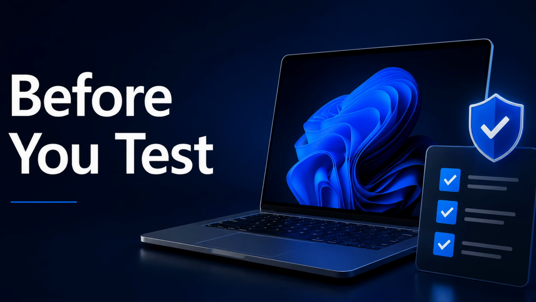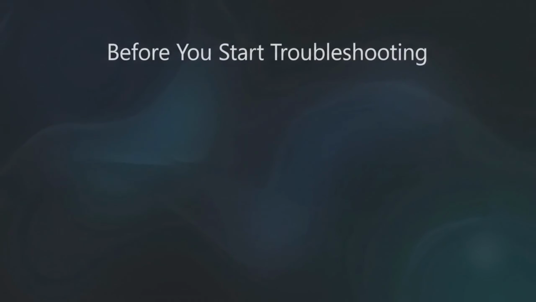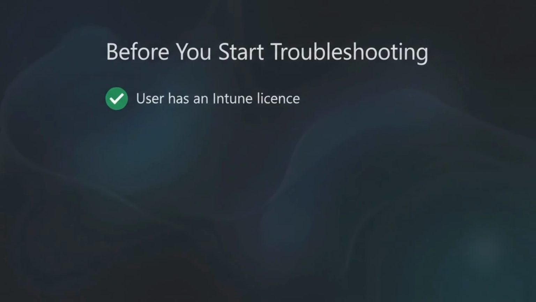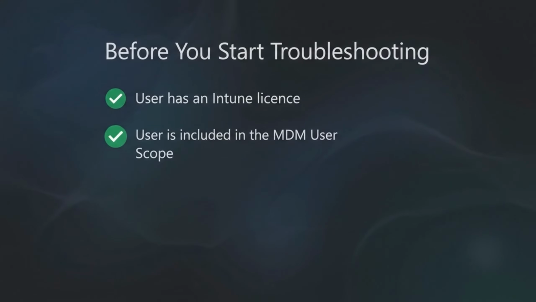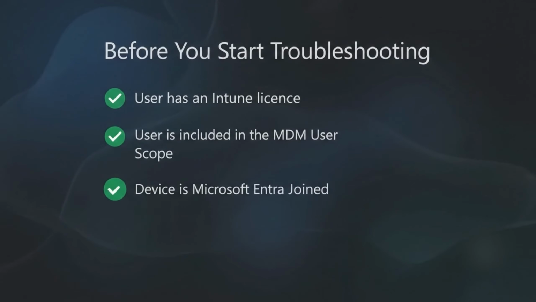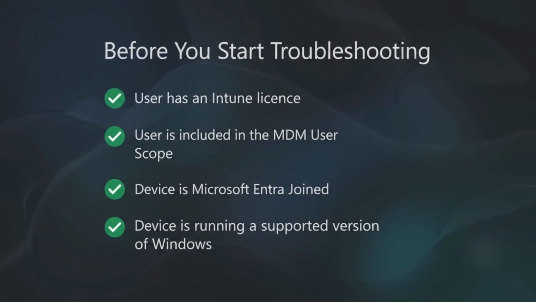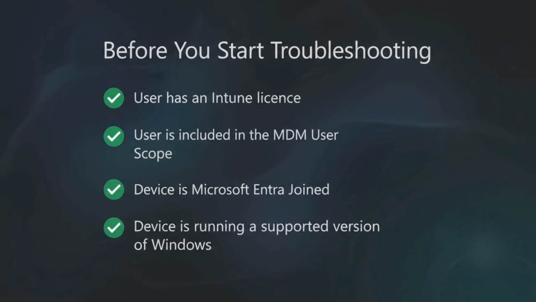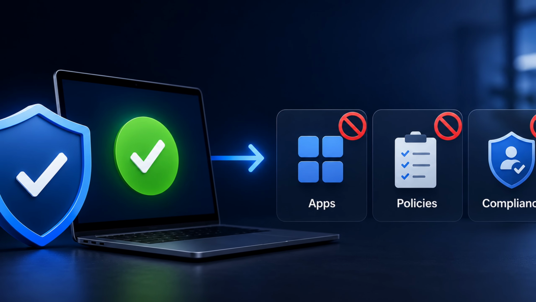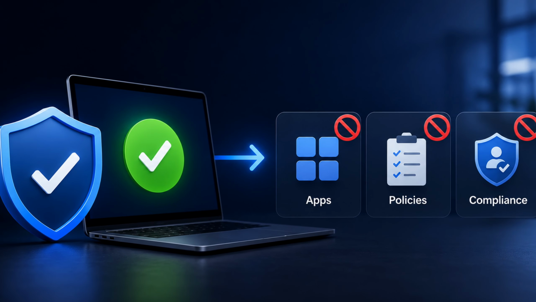Before you start troubleshooting, check these 4 things. Does the user have an Intune license? Is the user included in the MDM user scope? Is the device Microsoft Entra Joined? Is it running a supported version of Windows? If any of these prerequisites are not met, automatic enrollment won't happen. Always confirm this first before troubleshooting apps, policies, or compliance.